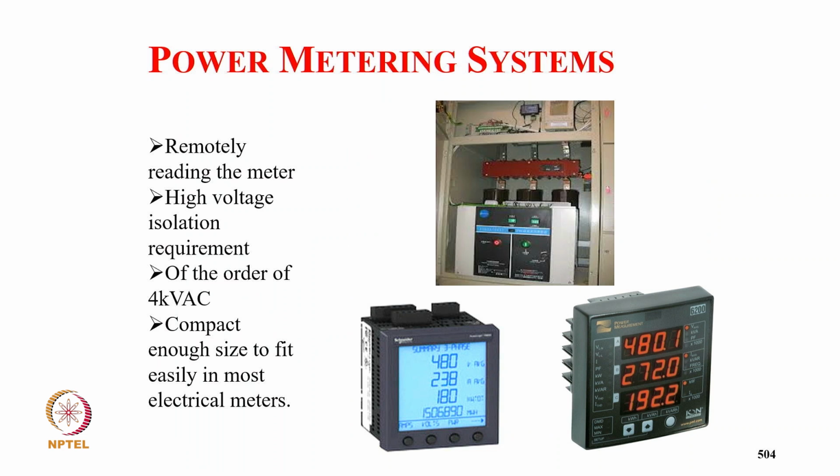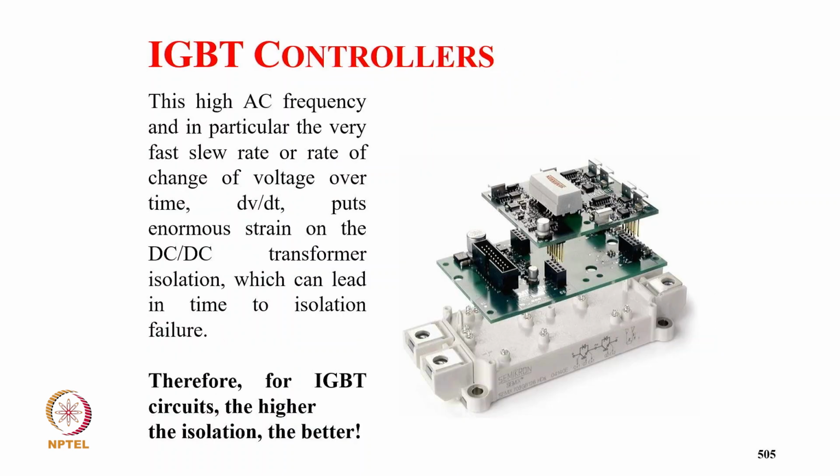Then power metering system like remote reading metering, high voltage isolation requirement of the order of 4 kilovolt AC, compact enough in size to fit easily in most electrical meters.